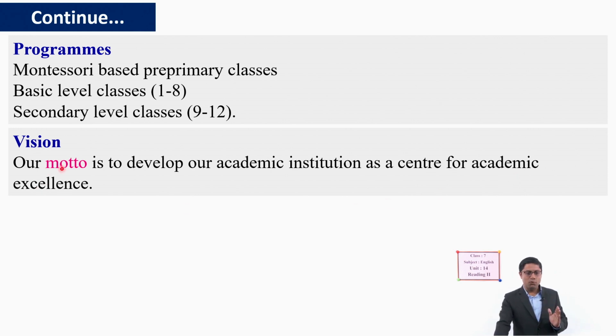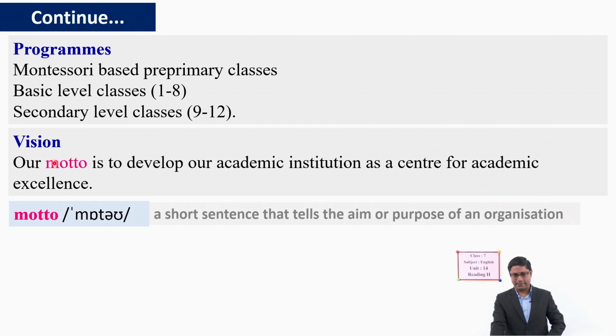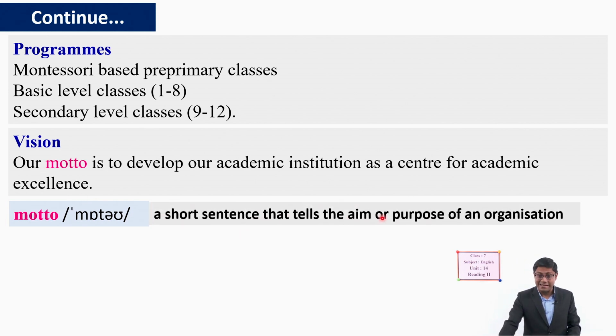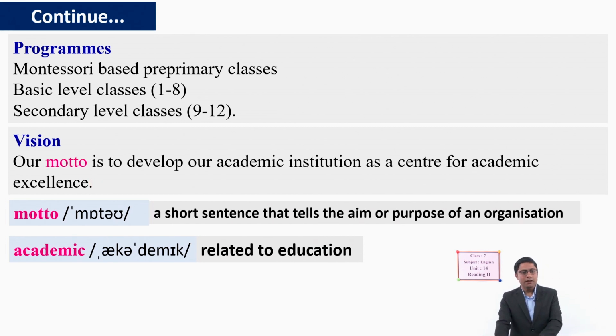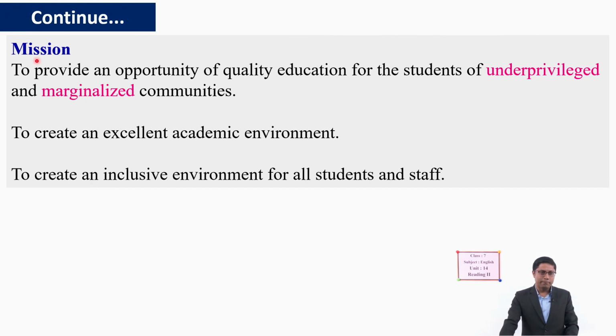So, see there is a term motto, it is highlighted. What do you mean by this? It means it is a short sentence that tells the aim or purpose of an organization. Here it tells the aim of the school, and what is the aim of the school? To develop their academic institution. Here academic institution means the school, as a center for academic excellence. So, academic means I have already told you it is related to education. So, excellence means best place, better place or very good one. Now, let us look at next. So, there is a term mission. Mission means goals. What are the goals of the school?